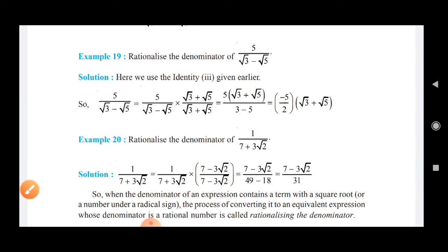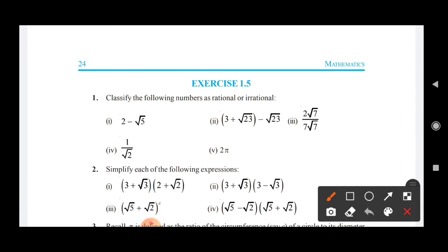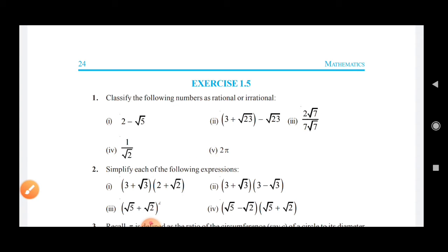Now move to exercise 1.5. You can see in the first question: classify the following numbers as rational or irrational. So you have to classify whether the given numbers are rational or irrational. To do this, you must have an idea of which are rational and which are irrational.